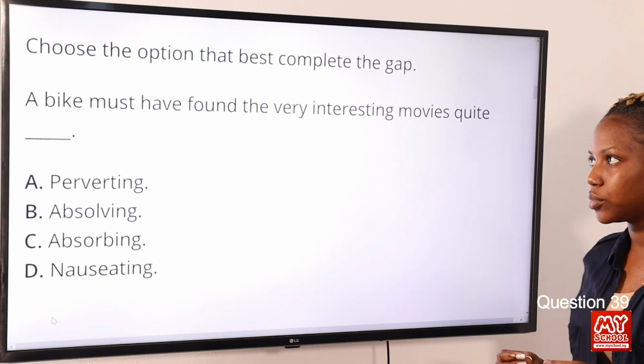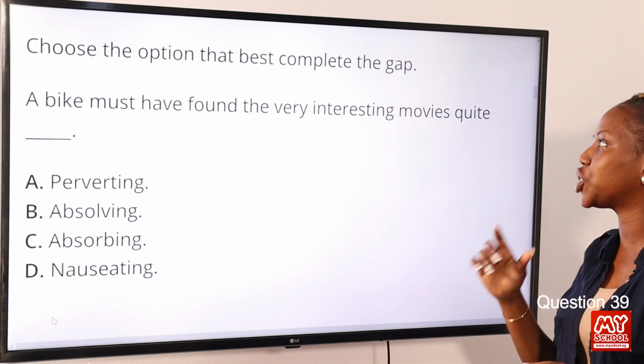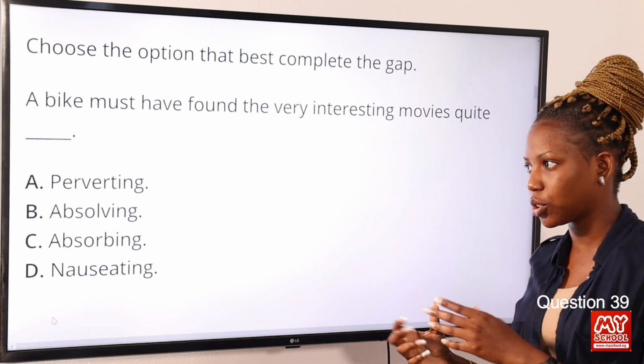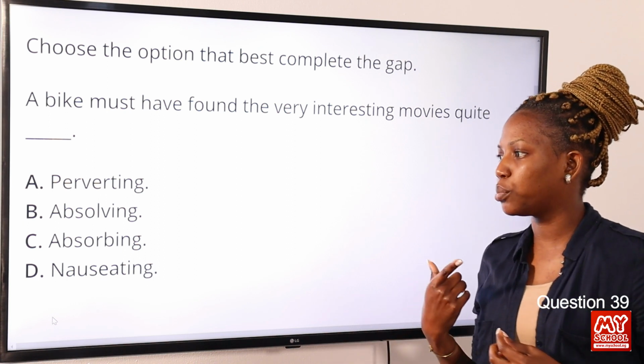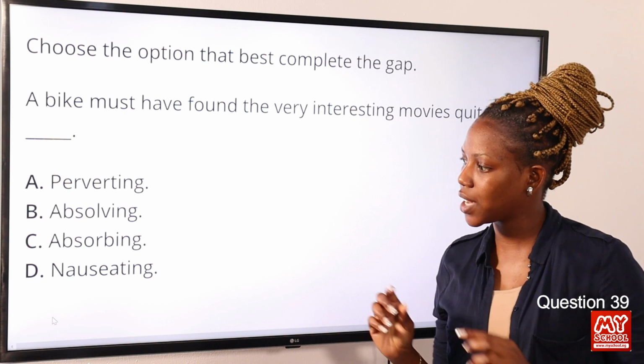Question 39. Choose the option that best completes the gap. A bike must have found the very interesting movies quite dash. Option A, perverting. Option B, absolving. Option C, absorbing. Option D, nauseating.